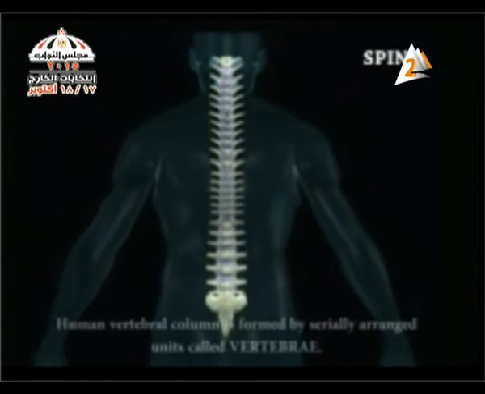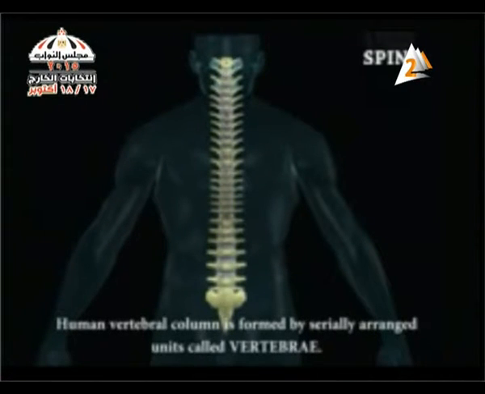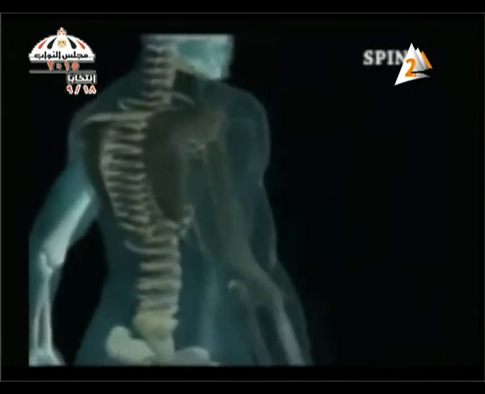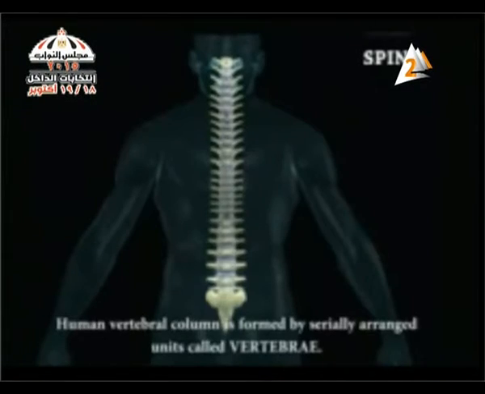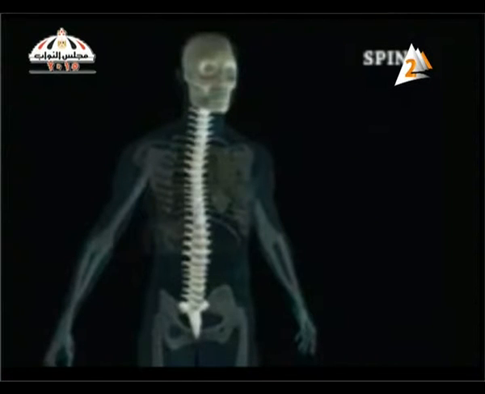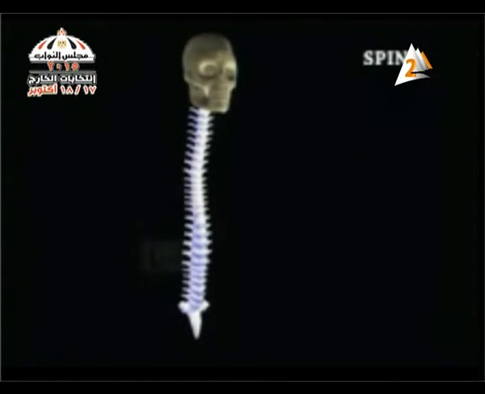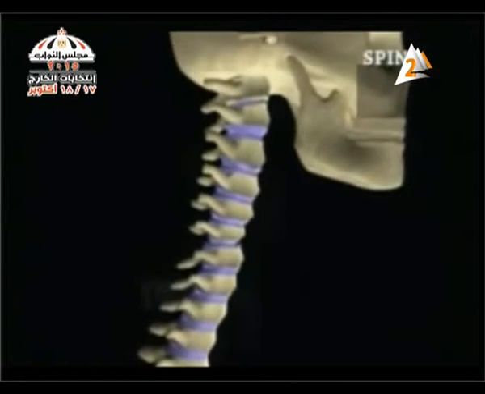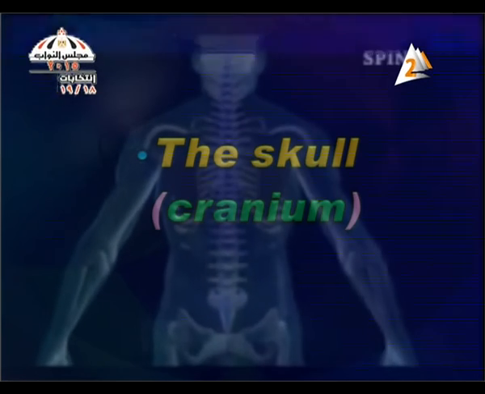As you see, it consists of 33 vertebrae: 7 cervical vertebrae of moderate size, also 12 thoracic vertebrae, larger than cervical, 5 lumbar vertebrae, which are the largest and present in the abdominal region, 5 sacral vertebrae, which are broad, flat, and fused. And the last ones are four coccygeal vertebrae, which are small and fused.